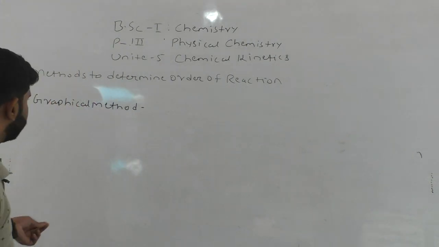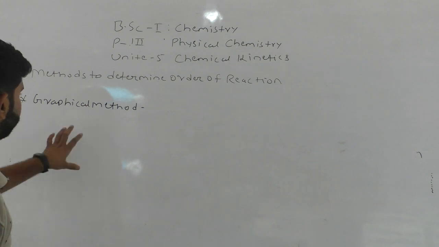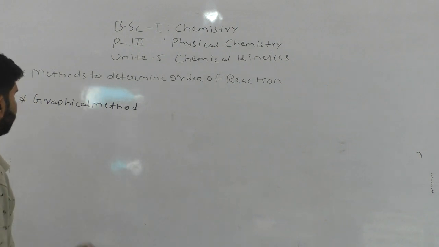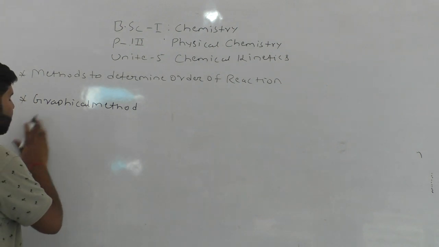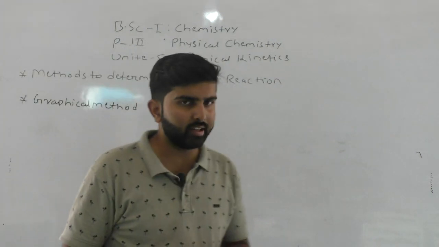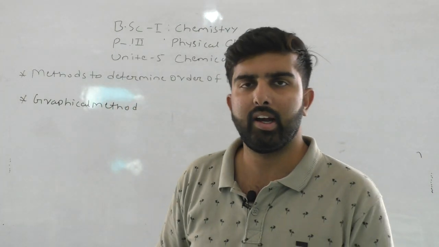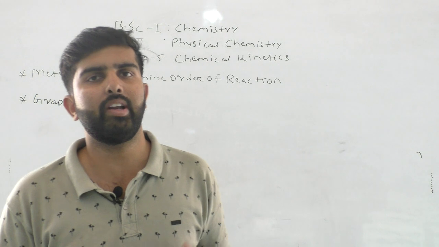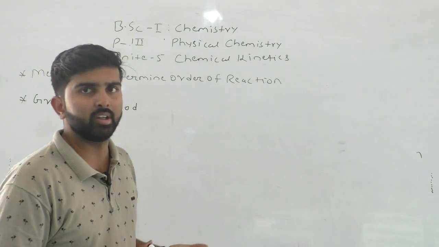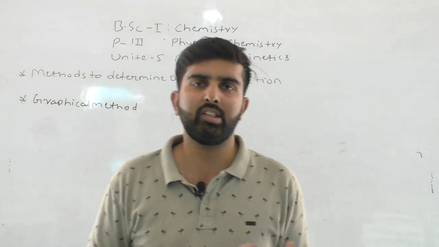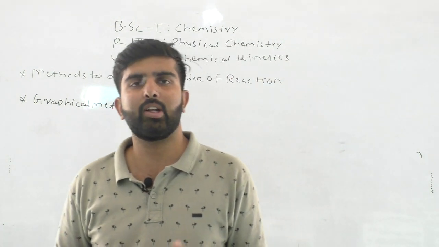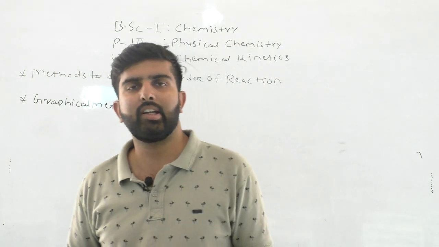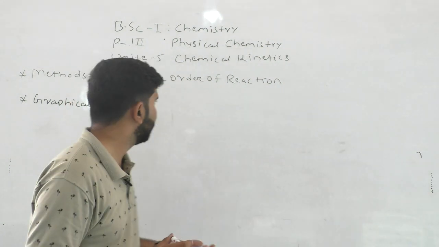In last class we studied the graphical method, so we now continue this topic. Graphical method. In the graphical method, first we plot the graph from the observations, then we compare the graph with the zero order, first order and second order reactions graphs. If the graph obtained matches with the zero order graph, then we say that the order of the reaction is 0. If the graph matches with second order graphs, then we say that the chemical reaction is a second order reaction.